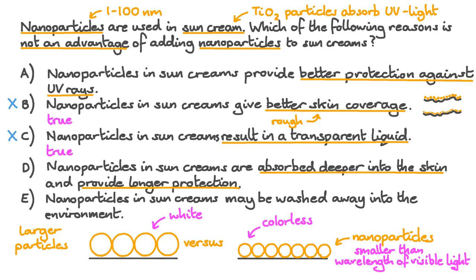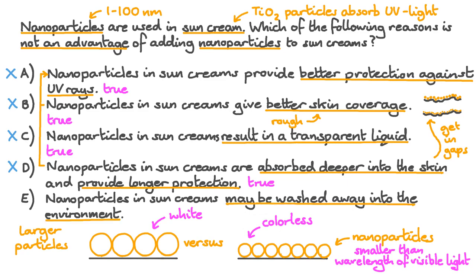The next suggestion is that nanoparticles in sun creams are absorbed deeper into the skin and provide longer protection. Nanoparticles of titanium dioxide can get into the gaps in your skin much deeper than larger particles, and therefore stick around longer and provide longer protection. Therefore, this too is true. And we can see how being absorbed deeper, providing longer protection and giving better skin coverage would make nanoparticles in sun creams provide better protection against UV rays than larger particles.